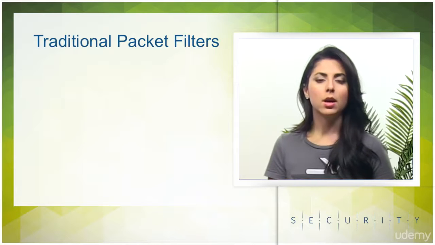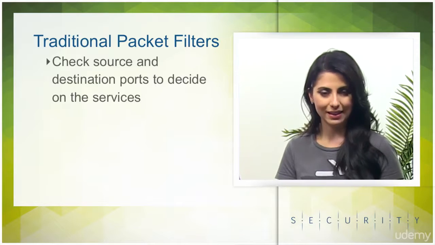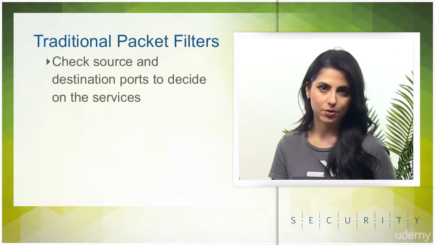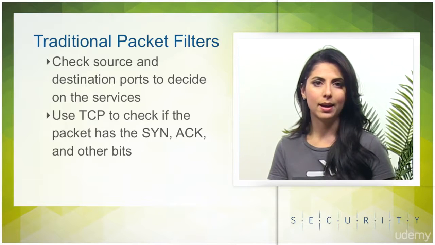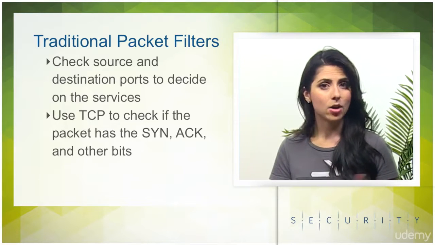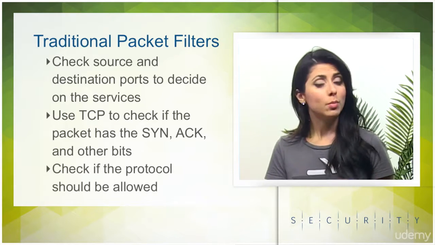The destination IP address is used to check if the packet is going to the correct destination. It checks if the destination accepts this type of packets. You can also check the source and destination ports to decide on the services to be allowed and the services that have to be denied. You can use TCP code bits to check if the packet has the SYN, ACK, and other bits set, and to decide what to do based on the settings. You can also check if the protocol should be allowed.